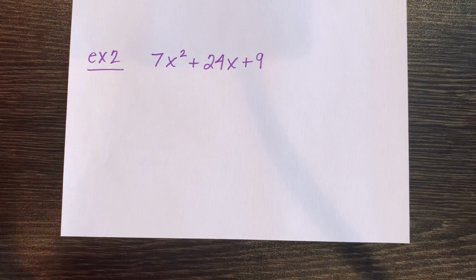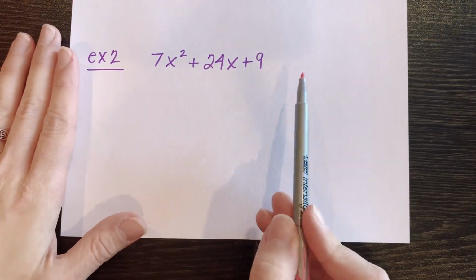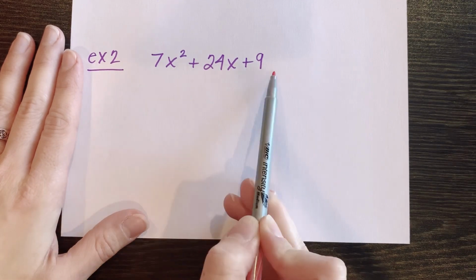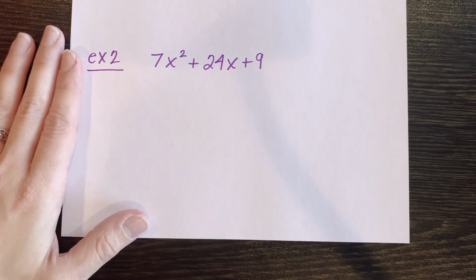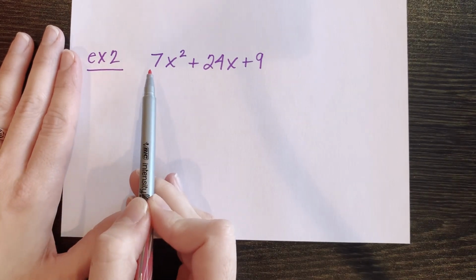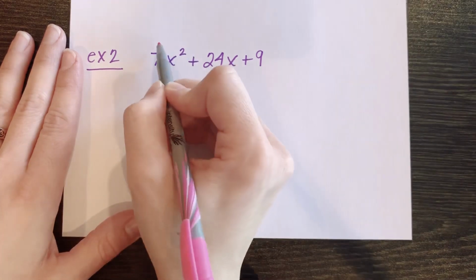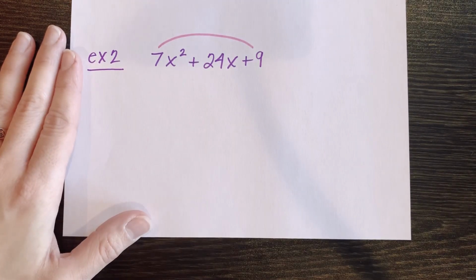So I take a look. GCF. Nothing goes into 7, 24, and 9. Can't take out an x because I don't have an x in every single term. But I have that 7 there, which tells me I can't go directly to my double bubble. So I'm not going to ignore my 7. I'm going to incorporate it.